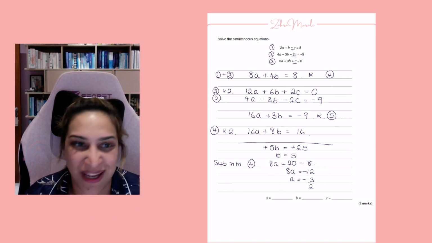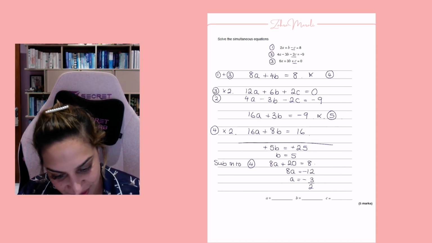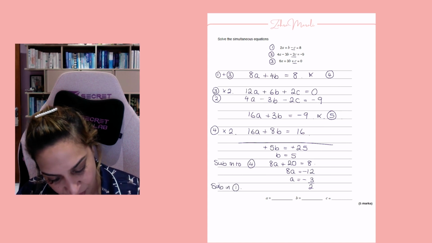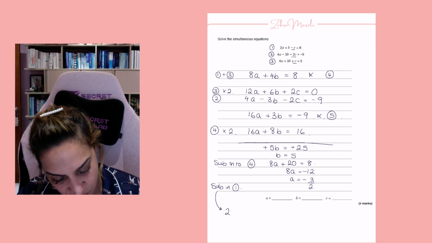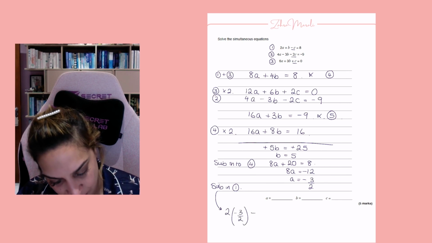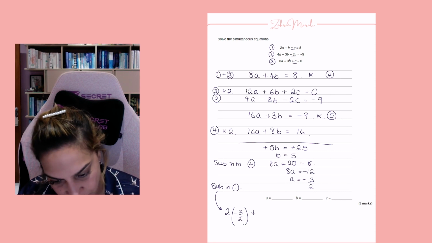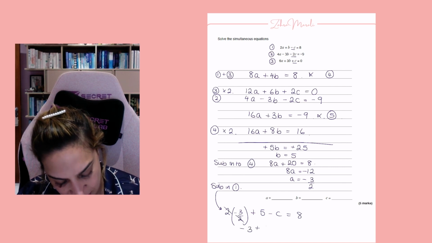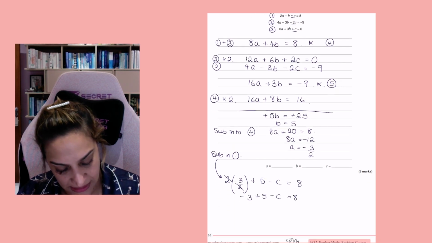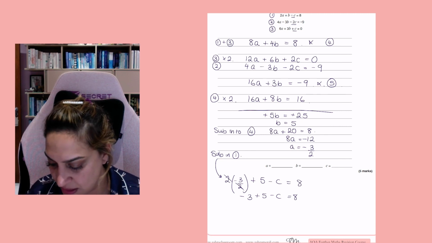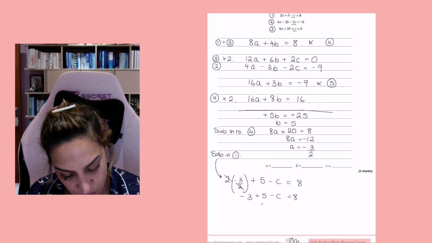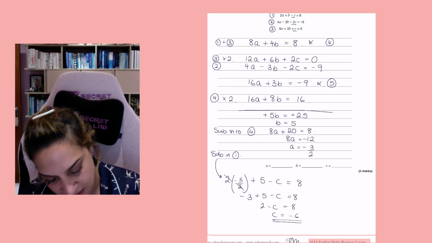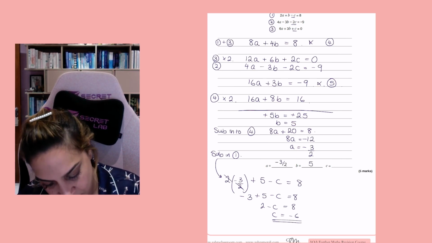Okay, so I've got both of them. I could plug them into any of the equations to find c. So let's say sub into 1. I'm going to have 2 lots of a, which is 2 lots of minus 3 over 2, plus b, which was 5, minus c equals 8. So we get minus 3 plus 5 minus c equals 8. That gives 5 minus 3, which is 2. So 2 minus c equals 8, so c must be minus 6. So your answers are minus 3 over 2, 5, and minus 6.